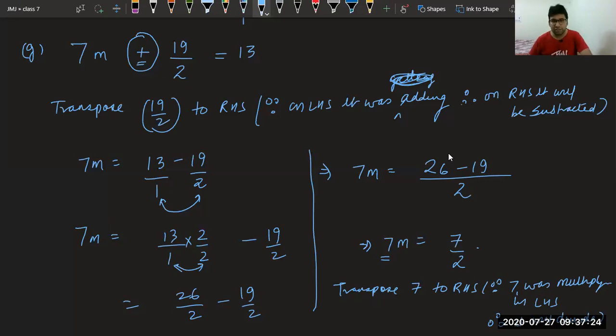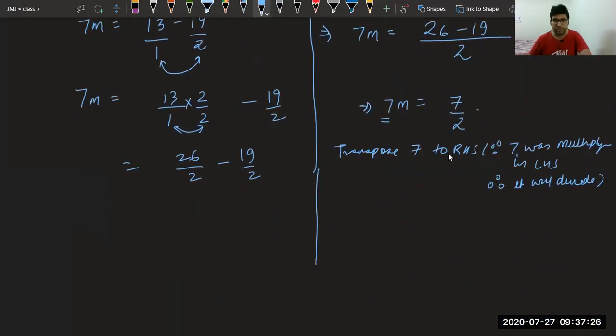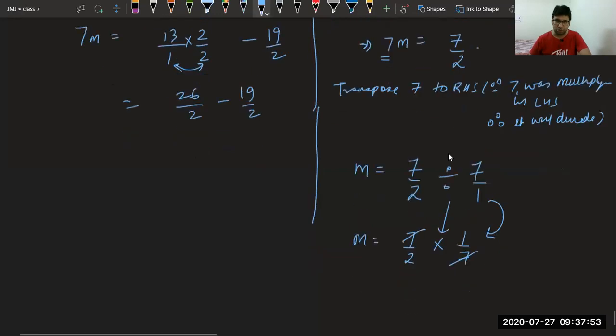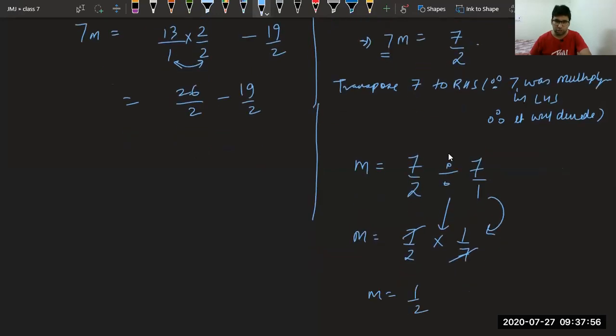So we will get m is equal to 7 upon 2 divided by 7. And now this 7 can be seen as 7 upon 1. It becomes 7 upon 2. This can be written as multiplication. This will be reciprocated. It is a very sad thing that I have to show all these steps just to make you clear the things we have done already. So m is equal to how much? M equal to 1 upon 2 is the right answer. I hope it is clear to everyone.